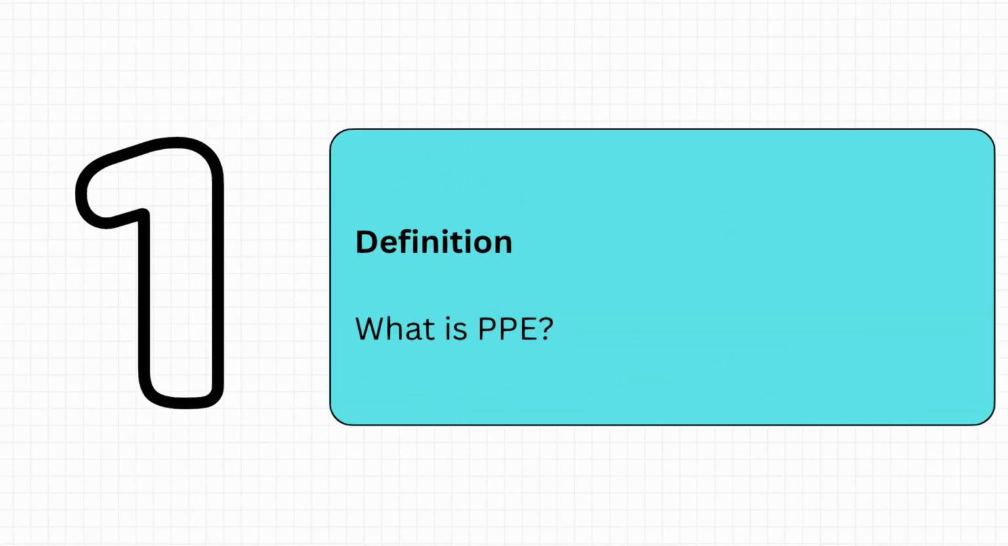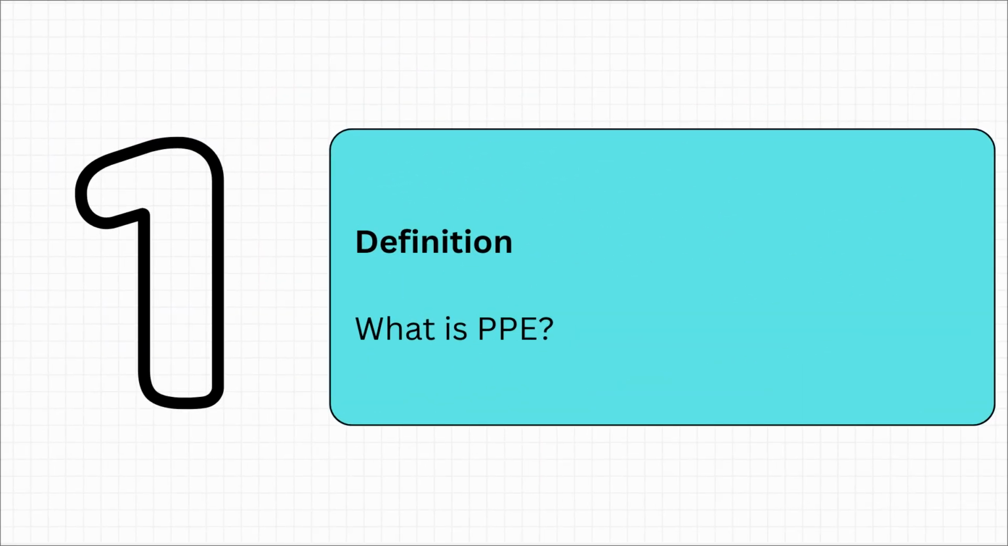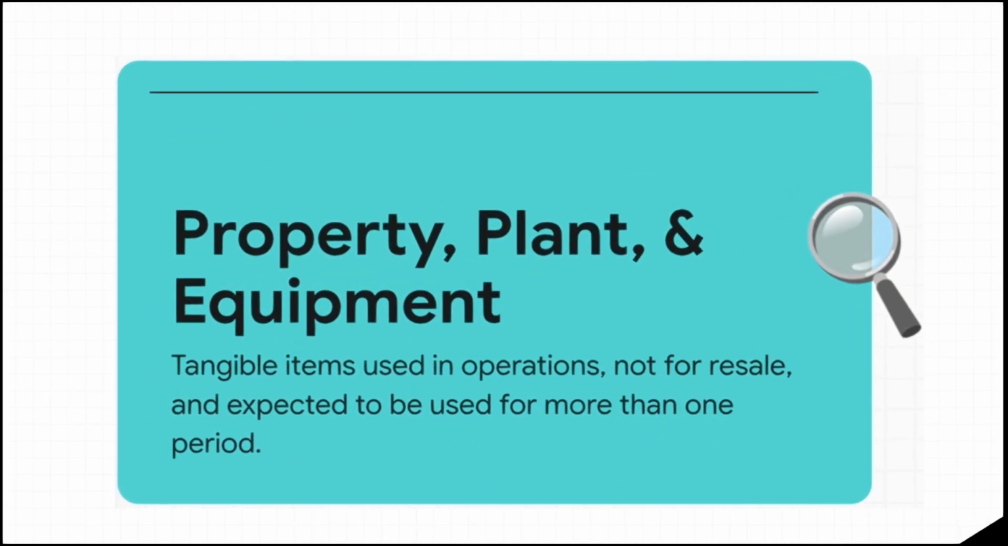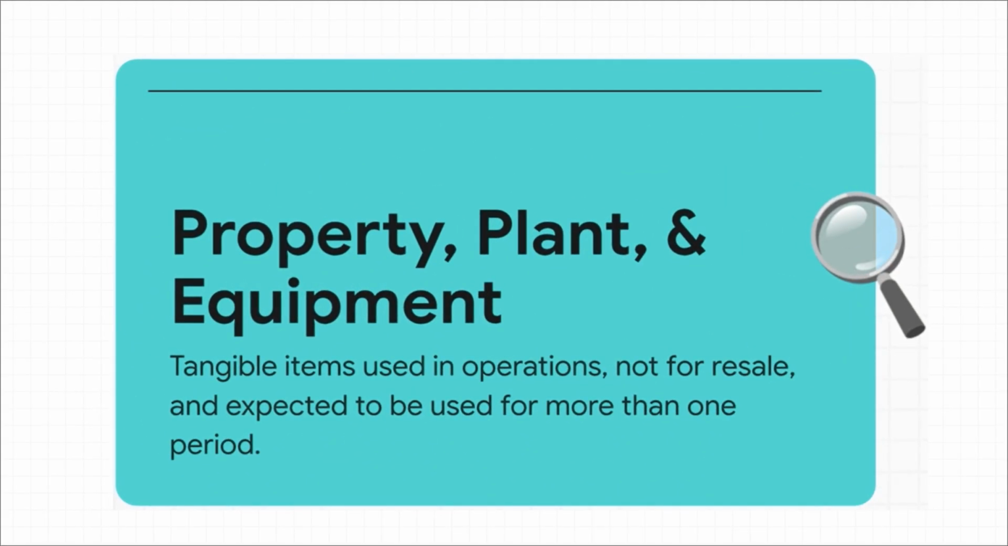Alright, let's start at the foundation. Under IAS 16, PPE are tangible assets that are used in the production or supply of goods and services, rental to others, or for administrative purposes, and expected to be used for more than one period. In simpler words, PPE are the long-term assets that help the business run: land, buildings, machinery, furniture, and vehicles.